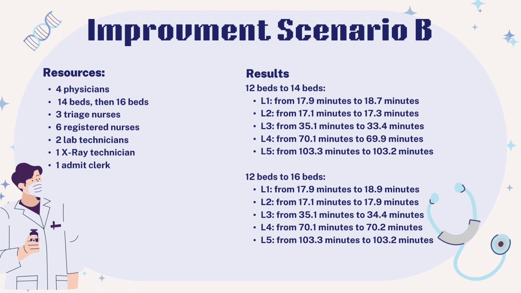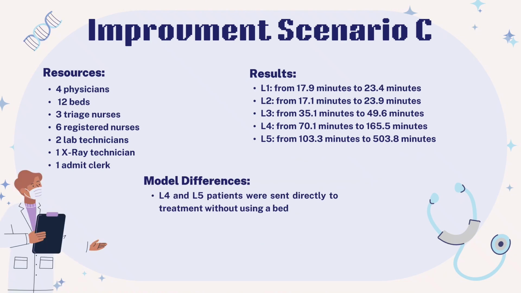And also we tried 16 beds instead of 12 beds, and as you can see here as well, we had no improvements. For scenario C, we added a split level decision after triage that sends level 4 and level 5 directly into a separate fast track flow without seizing a bed. So these skipped the bed bay entirely and went straight into treatment and diagnosis.